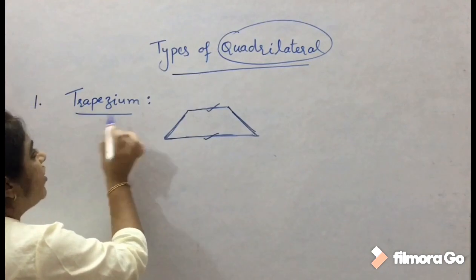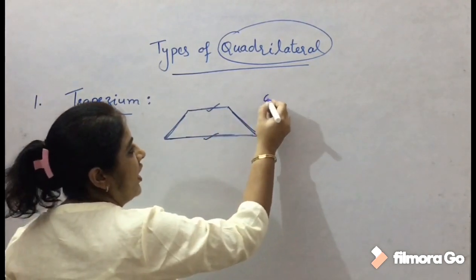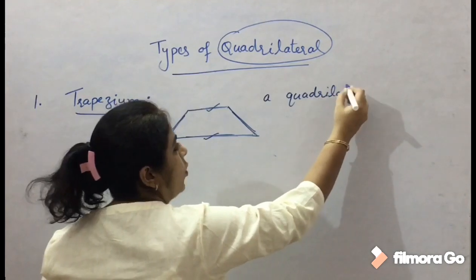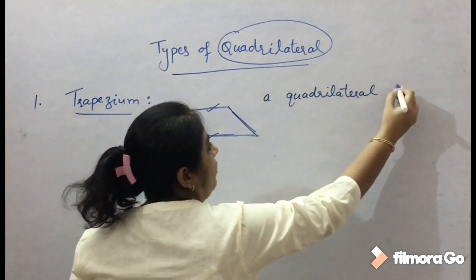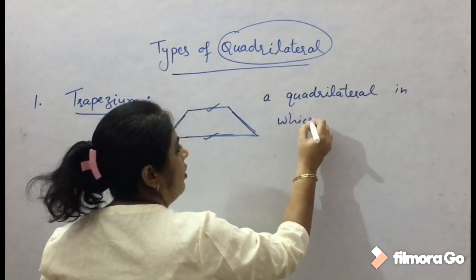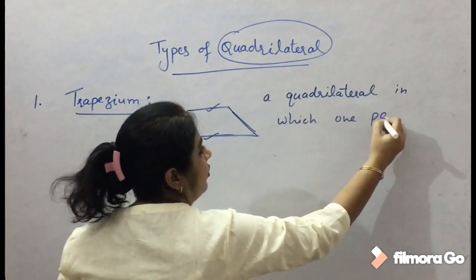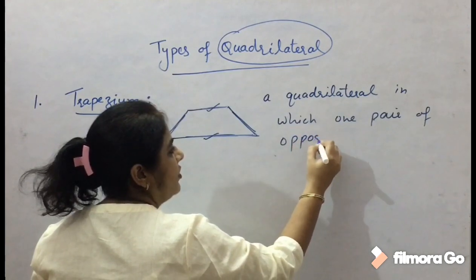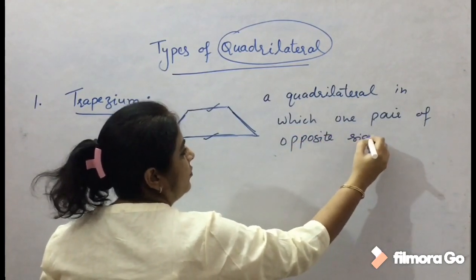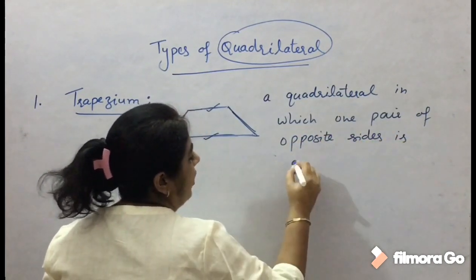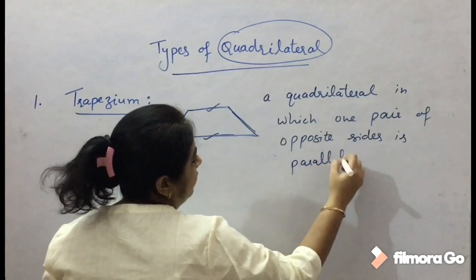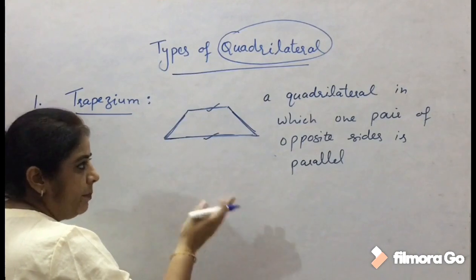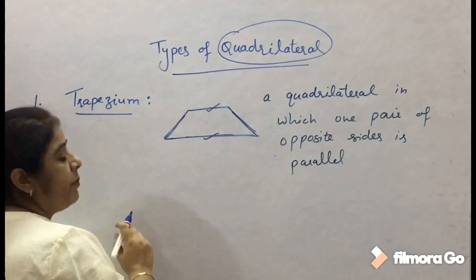But when we are defining the trapezium, we say that a quadrilateral in which one pair of opposite sides is parallel. We don't talk about the second pair, may be parallel or may not be parallel.